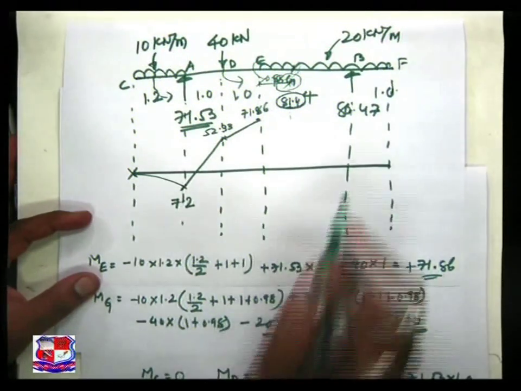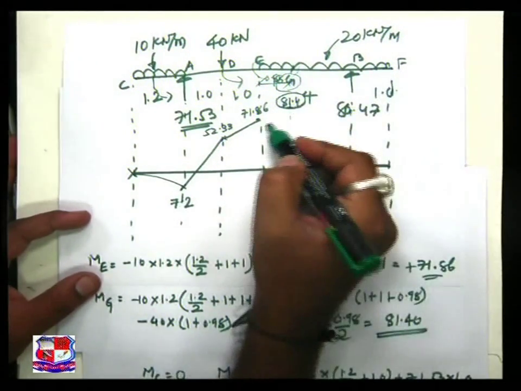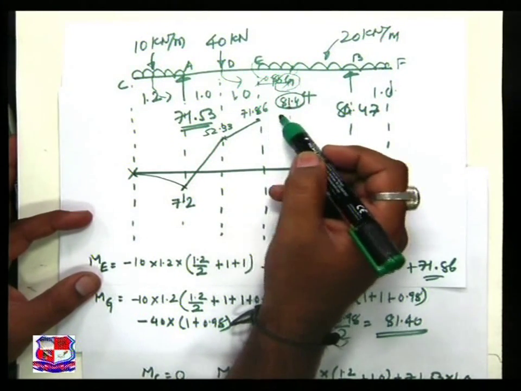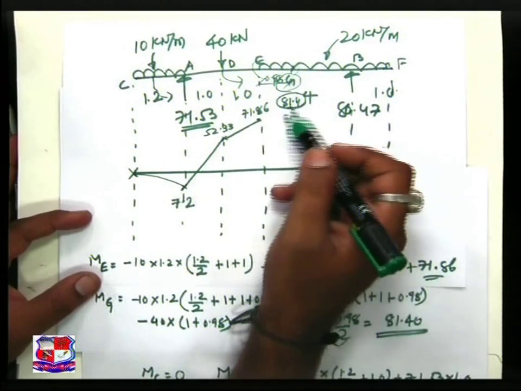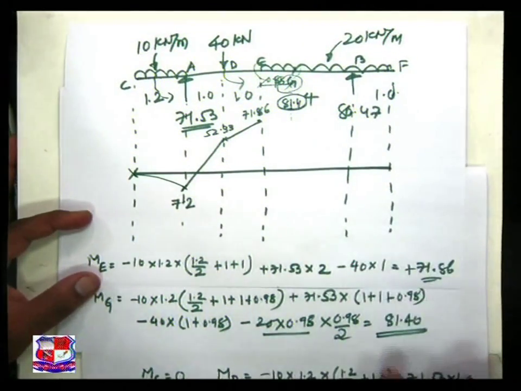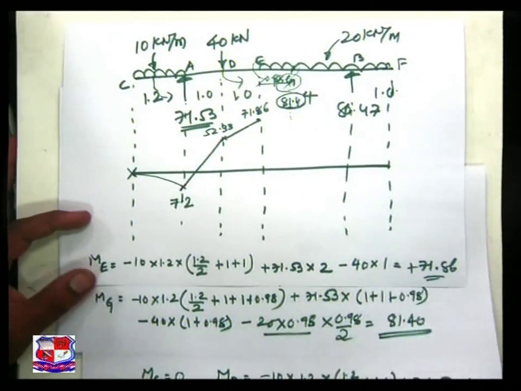Now let us find out at B. And how to join? Definitely, because it is a UDL, I have to join with the help of a parabola only. But I will join this parabola after finding out the value at B. So let us go ahead with the moment at B.